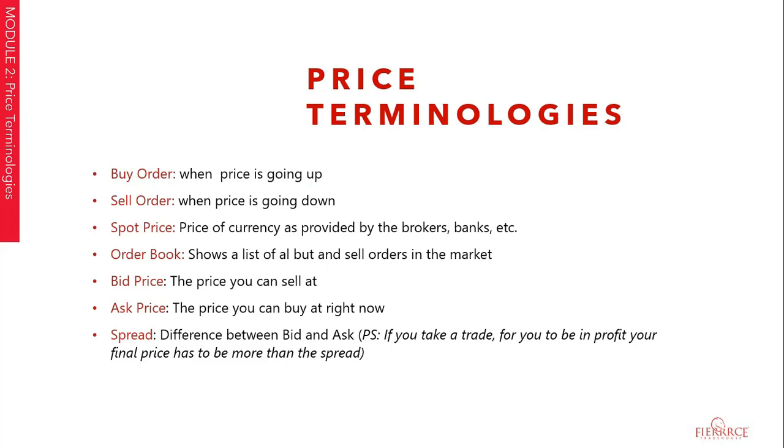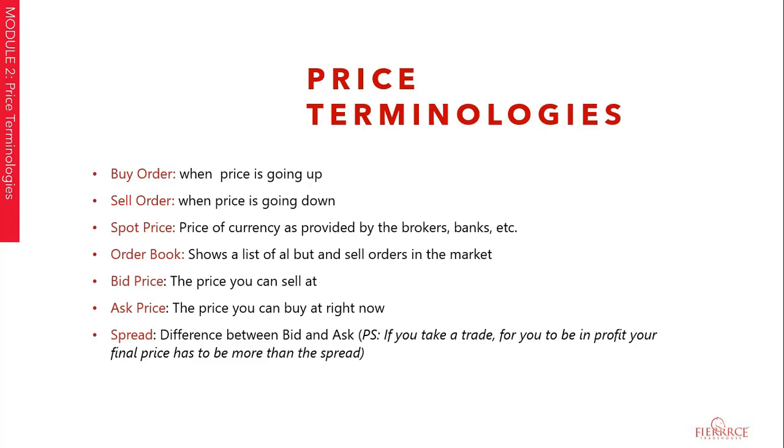Then we have the bid price, and this is the price that you can sell a currency pair at. And the ask price is the price you can buy at this particular point in time. Again, you'll see that in the order book: you'll see the ask and bid columns. So the ask price is the price you can buy a currency pair at, and the bid price is the price you can sell at.